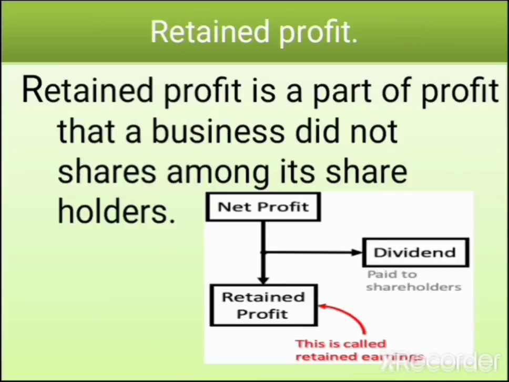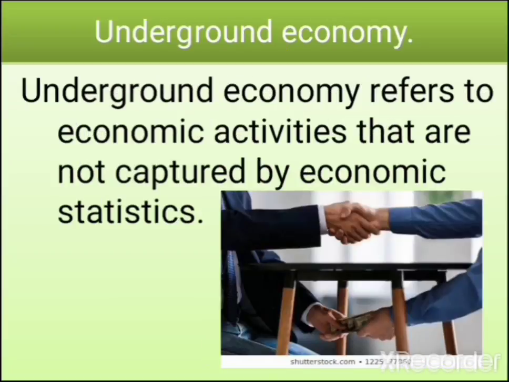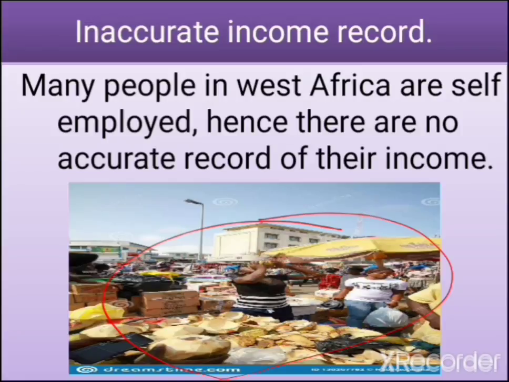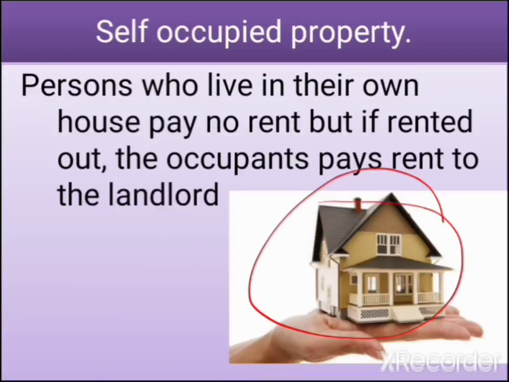We say that one of the limitations is that retained profits are not captured, underground economy activities are not captured, and we also have a situation of inaccurate income record. We have self-occupied property. People that occupy their property don't pay rent. By so doing, the national income will be understated.